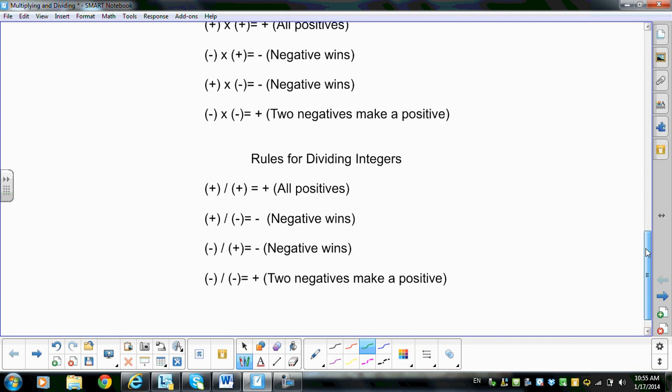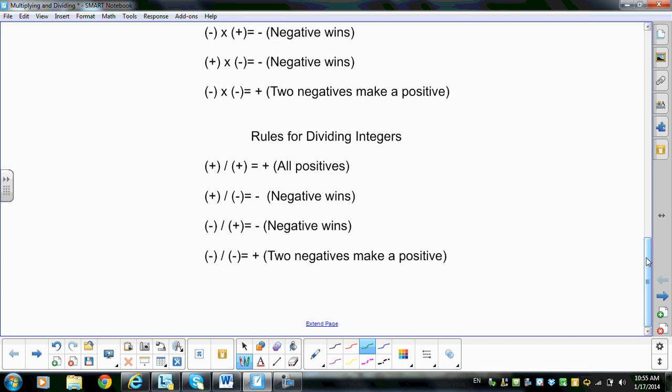And the rules are the exact same in dividing as well. So two positives always make a positive. The negative is always going to win in this question because it's the opposite of multiplying, right? So it's going to be the exact same thing. And two negatives will always make a positive. And that's just a couple rules to get you by this week.